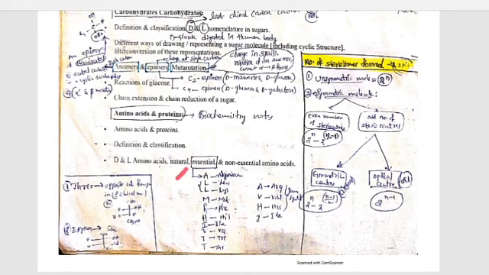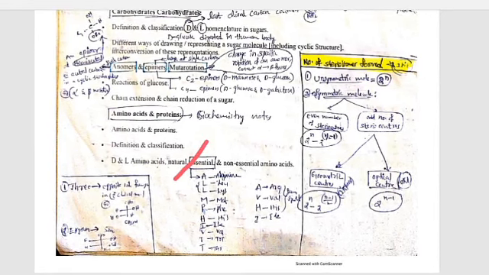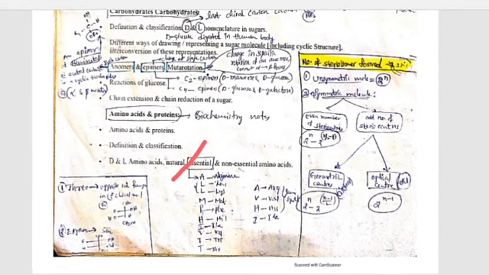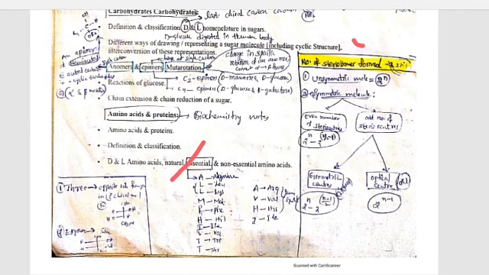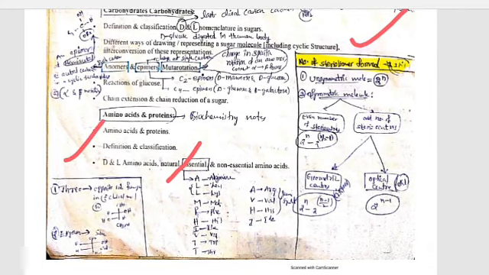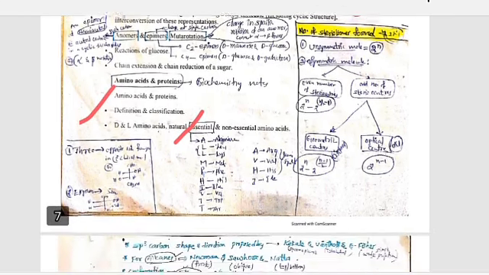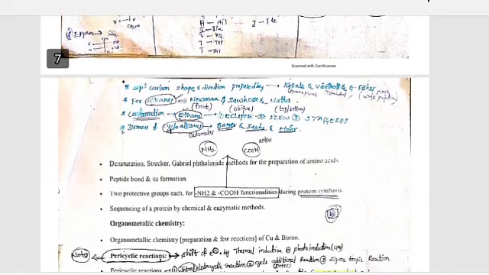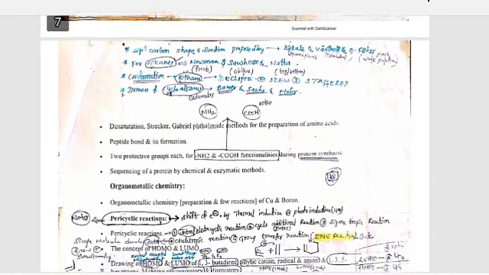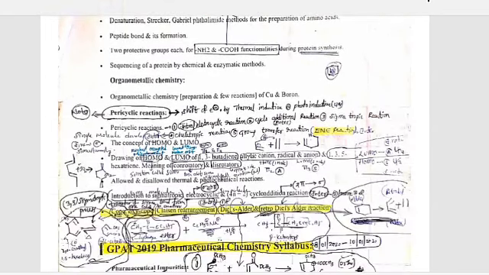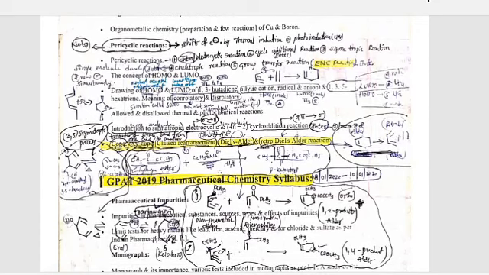what are the essential amino acids and what are the semi-synthetic amino acids, stereo formations, erythroses and threoses I have written here only. These are some of the stereochemistry concepts. And here pericyclic reactions I represented here. You may not understand this, that's why I am going to the next page.